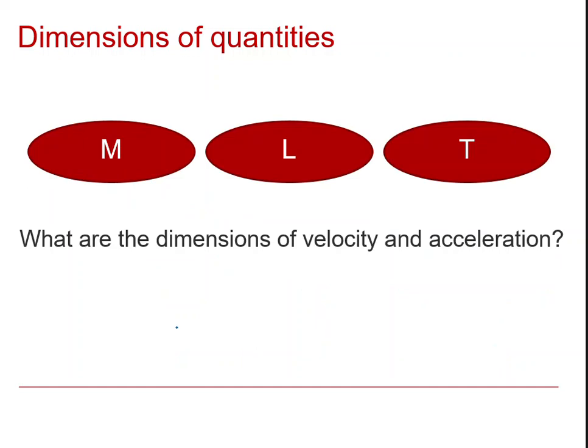So what are, in these terms, the dimensions of velocity and acceleration? Well, velocity is distance moved in time taken, so that is a length divided by a time. So we say that the dimension of velocity is LT^-1. Acceleration is a change in velocity over time. So that would be an LT^-1 quantity, which is what we've just worked out, divided by time, which gives us LT^-2. So the dimensions of velocity are LT^-1 and of acceleration LT^-2.